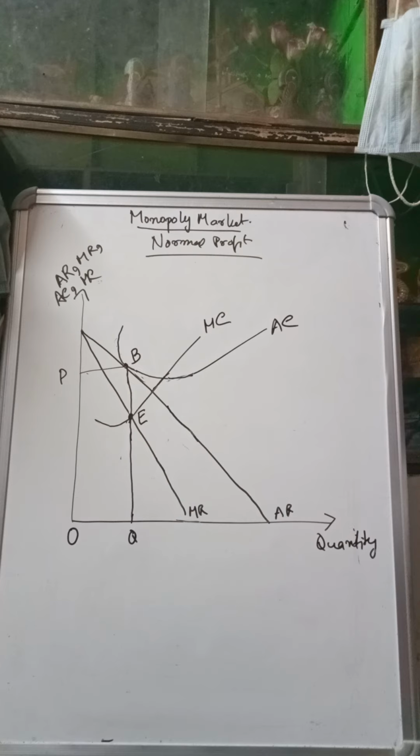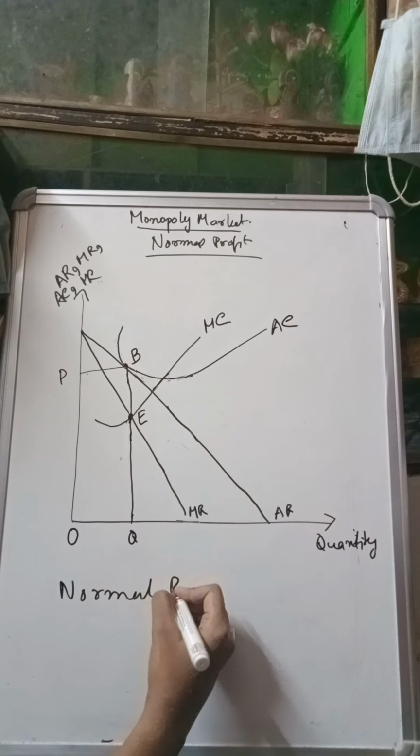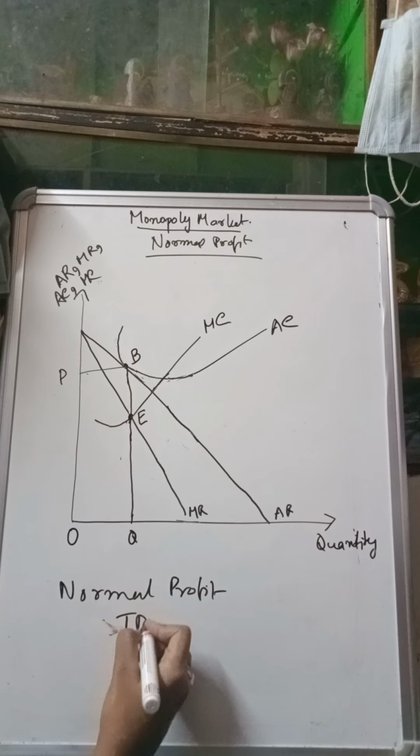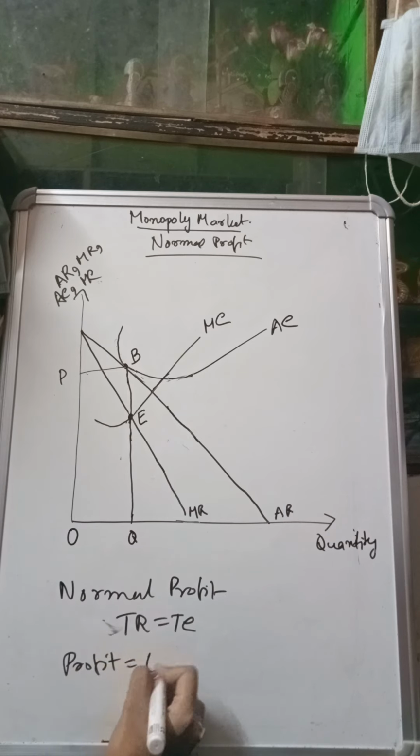So today in this video we will be discussing monopoly markets, normal profit. We have already discussed the equilibrium condition of a monopoly market, that is MR must be equal to MC, and the MC curve must cut the MR curve from below, right? And what is a normal profit? Normal profit means nothing but my total revenue will be equal to total cost, that is my profit will be equal to 0.